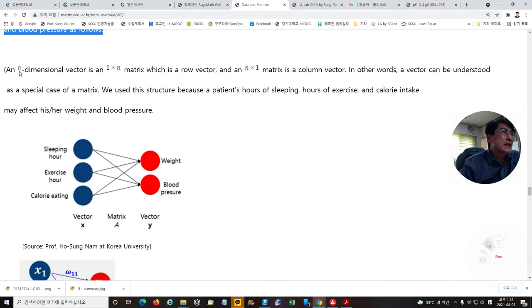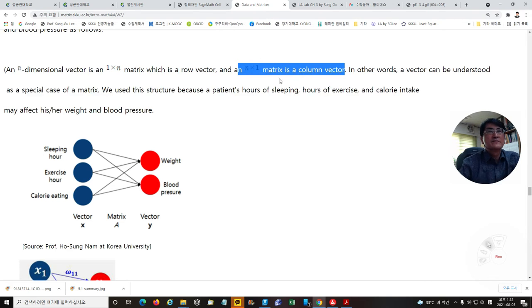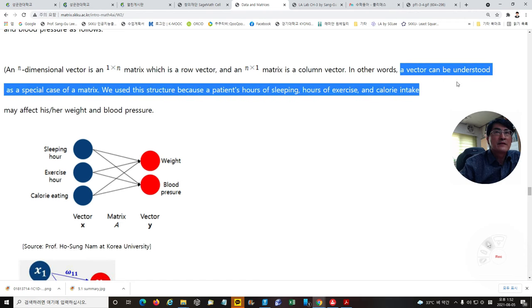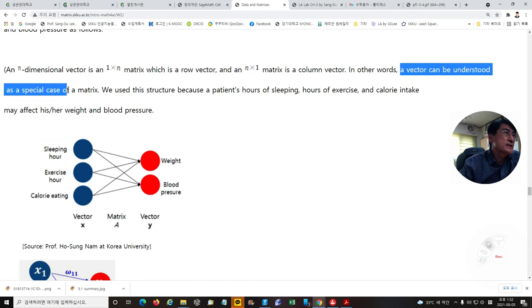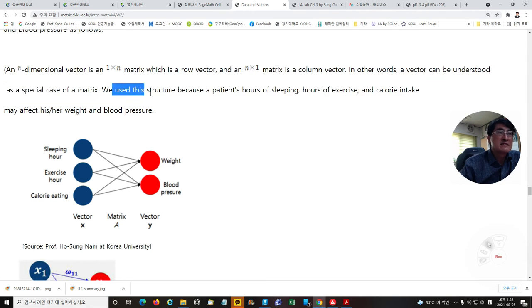We mentioned that an n-dimensional vector is a 1 by n matrix, which is a row vector, and an n by 1 matrix is a column vector. In other words, a vector can be understood as a special case of a matrix. We used this structure because a patient's hours of sleeping, hours of exercise, and calorie intake may affect his or her weight and blood pressure.